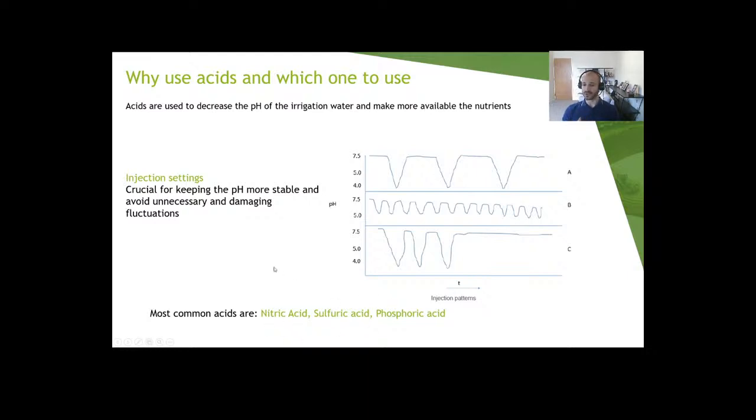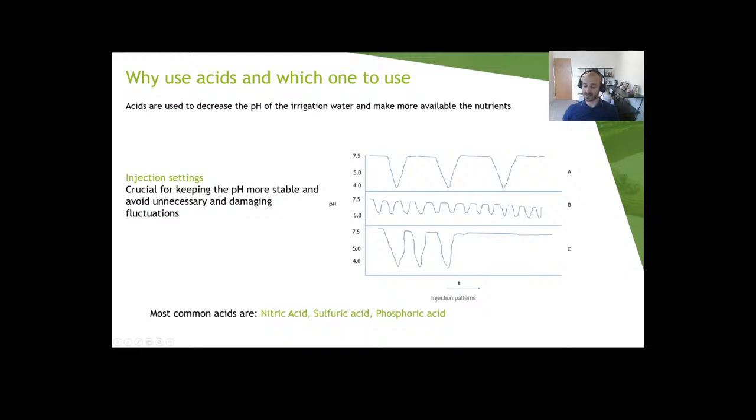But the injection settings are important. It's not really how much acid you are applying to your water, because once the pH is good, you can stop. It's how you're injecting the acid that is important, because as you can see here, I brought some examples, A, B, and C. The range is 7.5 to 4, especially in A and C, so the average is still around 5 something. But you have big peaks about 7.5, and you also have lows around 4.